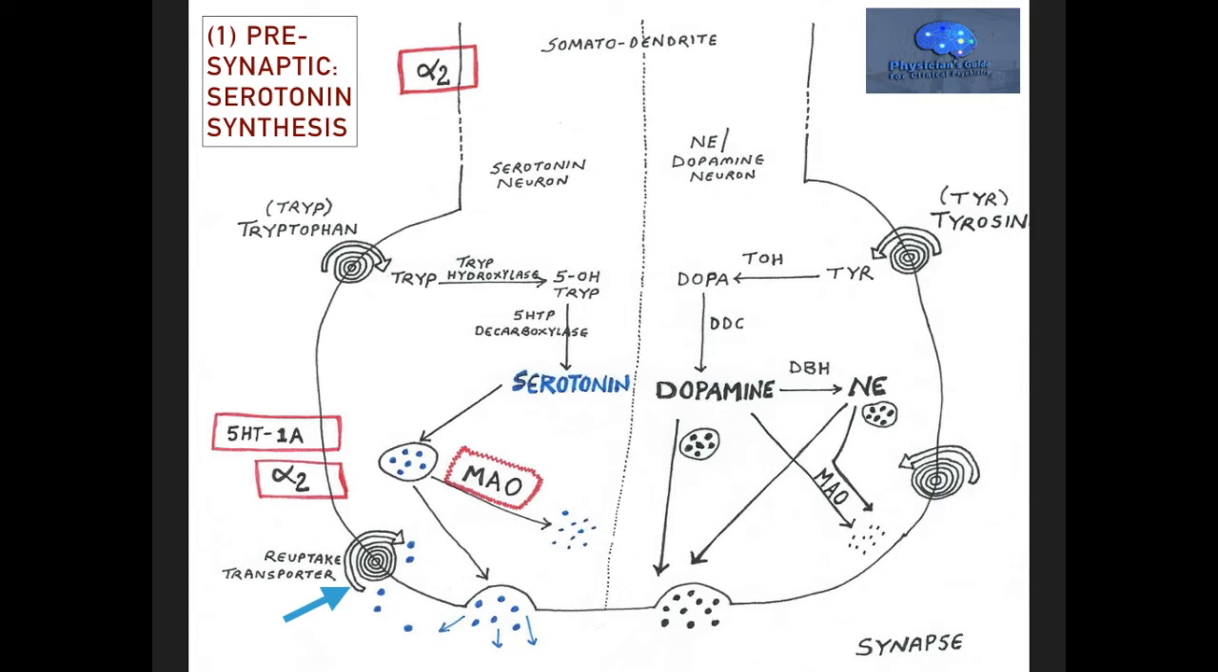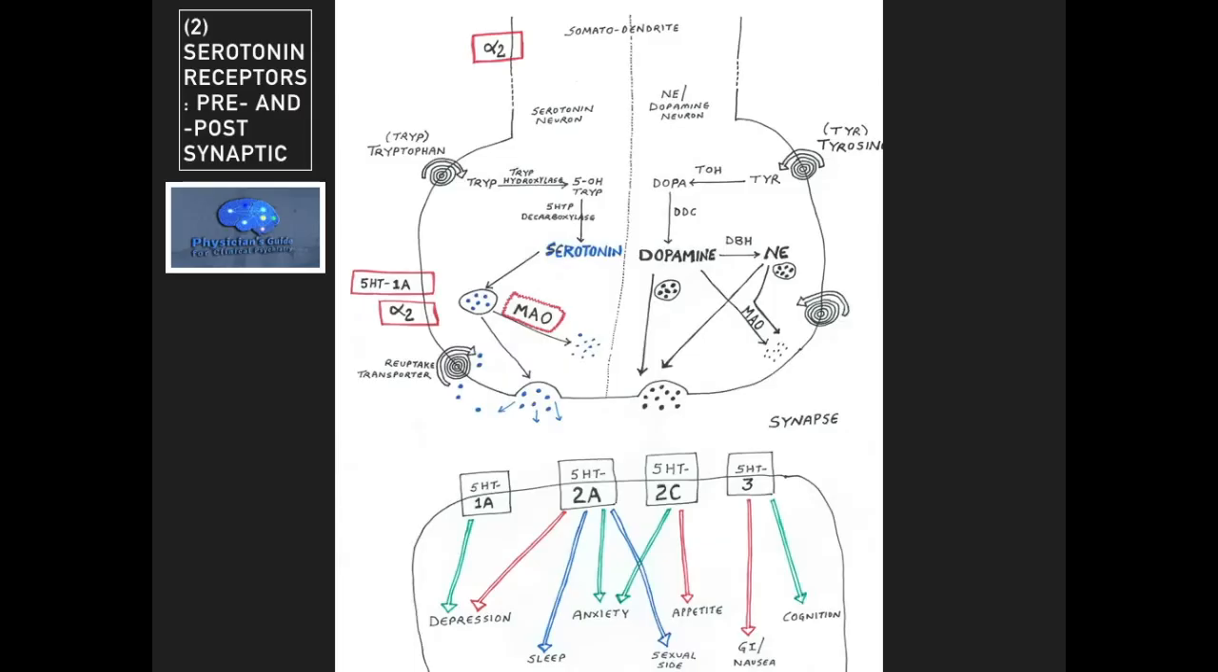Even on a postsynaptic neuron, if there are any issues with the receptor profile, a low serotonin state will happen. So we need to be very mindful of these. So this is a very basic overview of how serotonin is formed. Now let's talk about both the pre and postsynaptic neuron.